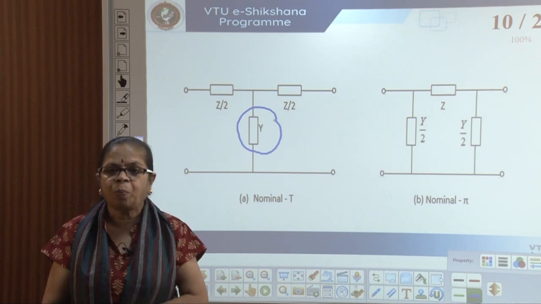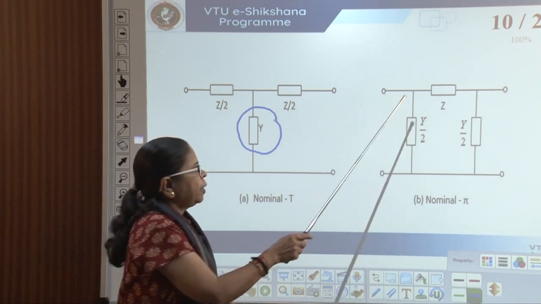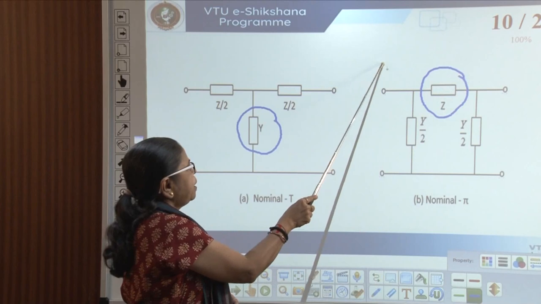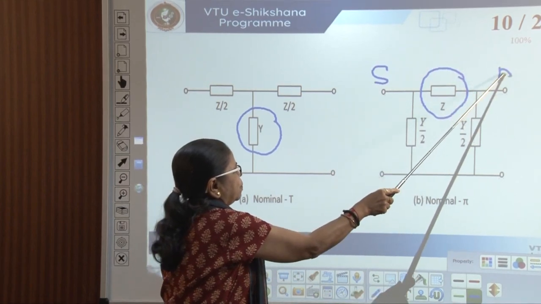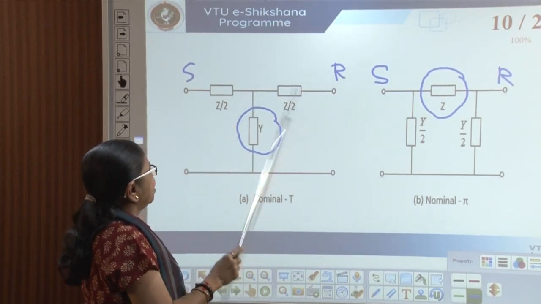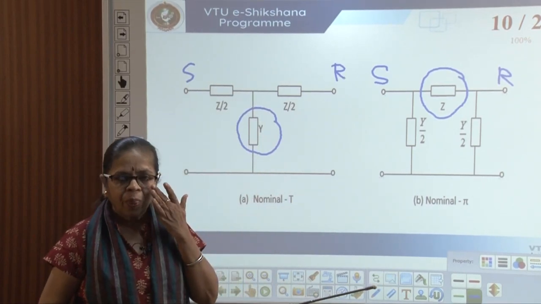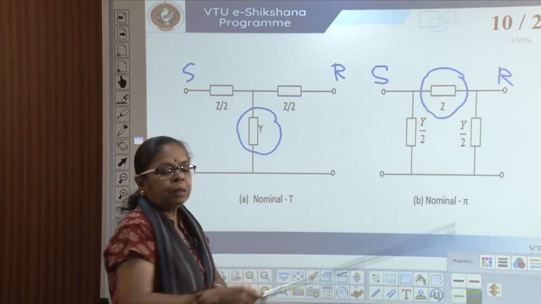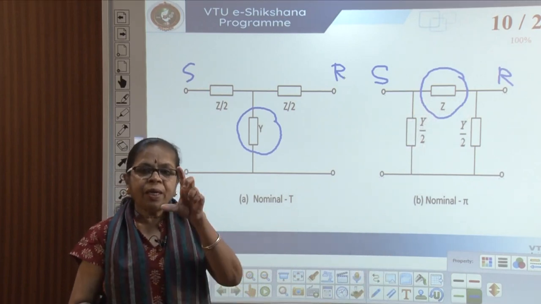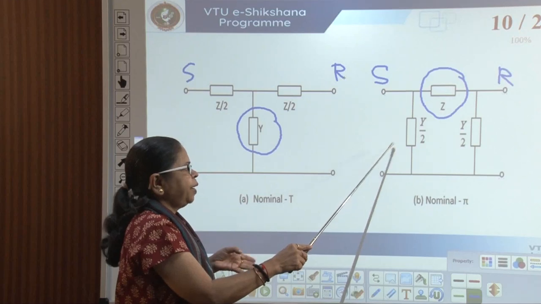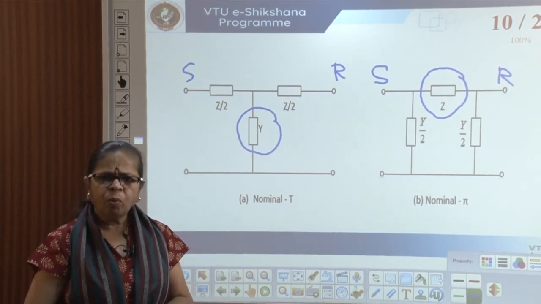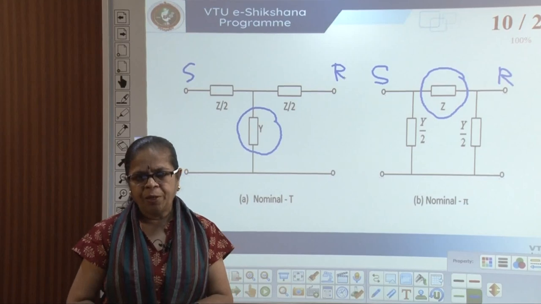Again, you can see why it is called a pi. It looks like a pi. So here the entire impedance is lumped between the two nodes. This is the sending end and this is the receiving end. Similarly, here also sending end, receiving end. So you have the sending end voltage and current, receiving end voltage and current, as we saw. Here I lump the entire series impedance between the sending and receiving end, and the shunt capacitance half at the sending end and half at the receiving end. Clear?